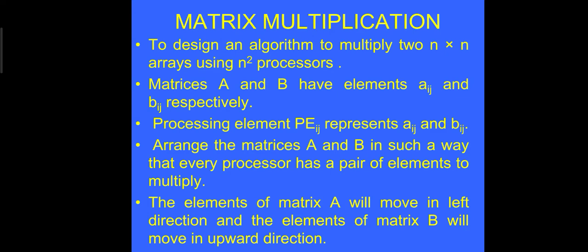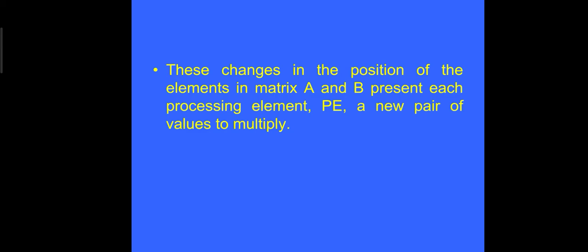First, you have to arrange the matrices A and B in such a way that every processor has a pair of elements to multiply. The elements of matrix A will move in the left direction and the elements of B will move in the upward direction. These changes in the position of elements in matrices A and B present each processing element P a new pair of values to be multiplied.